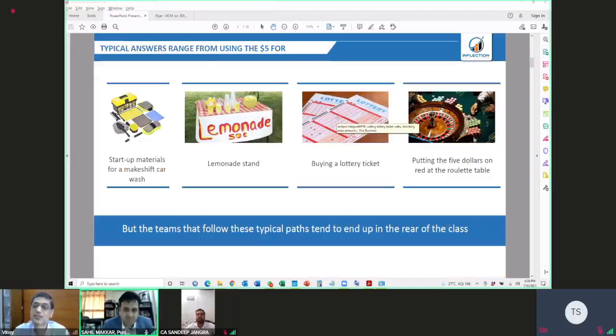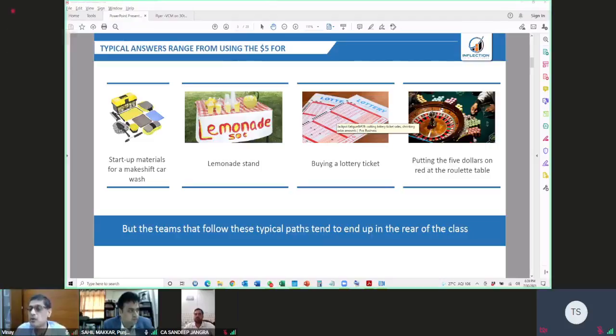All right. So this is what most people do with $5. They will start a car wash place for 2 hours, or they will put up a Nimbu Pani stand and sell Nimbu Pani, because with $5 all you'll get is lemons and water, and some sugar. Some others will buy a lottery ticket. They will gamble, and others will directly go to a casino and put $5 on the roulette table to see if that 5 becomes 50.